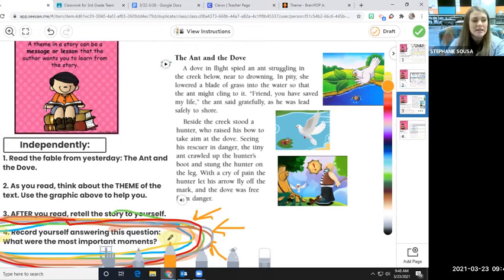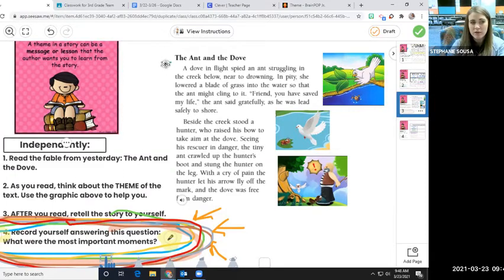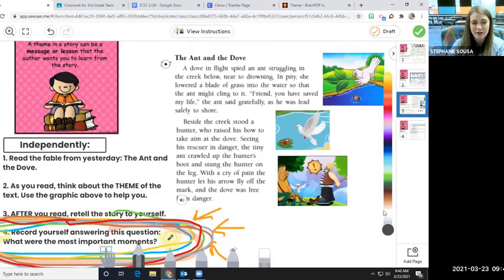Okay. It says, read the fable from yesterday, The Ant and the Dove. Remember, you can also listen to it if you want to click play. As you read, think about the theme of the text. Use the graphic to help you. After you read, retell the story to yourself. Then, look, guys, it's right here. Record yourself answering this question. What were the most important moments?